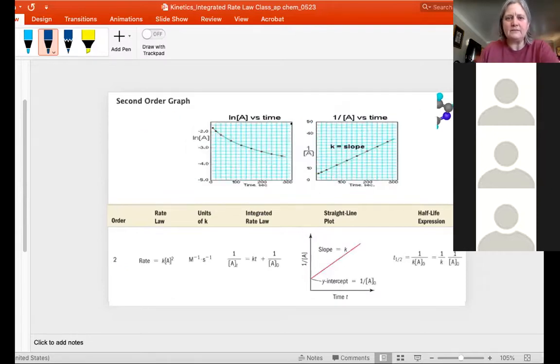Oh, and I didn't realize I put all three of these. Nifty. So now our 1 over A versus time, that graph is linear for, say, another reaction where we're calling them all A, just to give you these general forms. And since this graph, the 1 over concentration versus time, is linear, now it's second order.